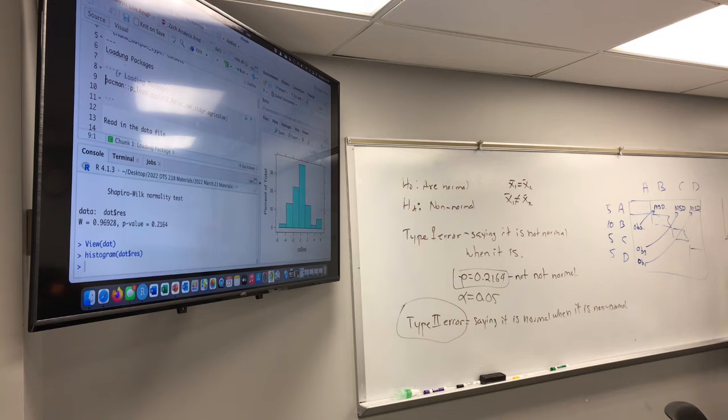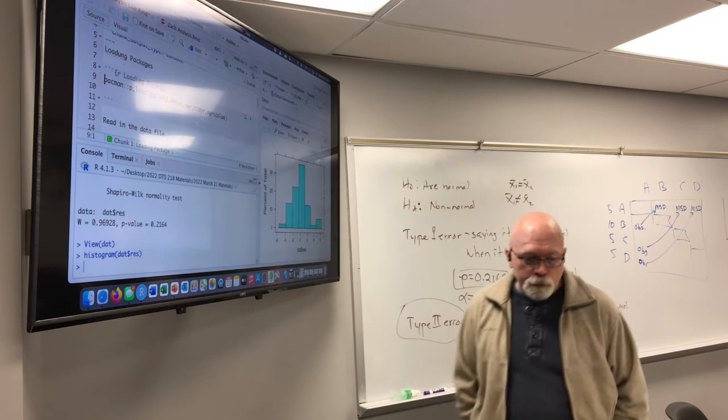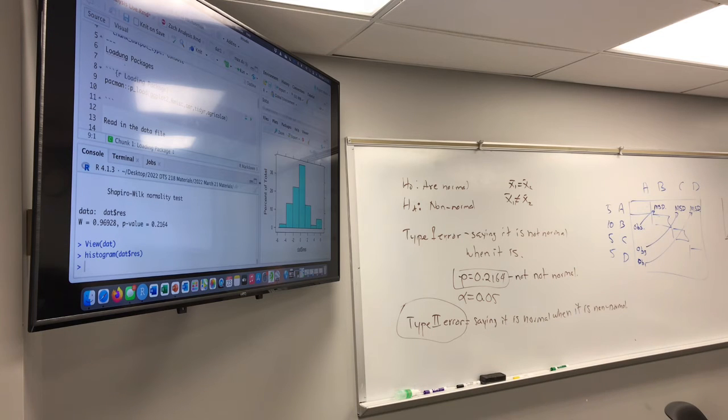Remember that the reason that I use Pacman is so that when you use Pacman, if the package you're asking it to load is already in your library of packages, it just loads it. If it's not, it will actually install it and then load it. If it's in your list of packages already installed on your computer, it will check to see if you have the most updated version, and will do an automatic update for you. That's one of the nice things about Pacman as a utility: it keeps your version of R up to date. All right, everybody got the histogram.